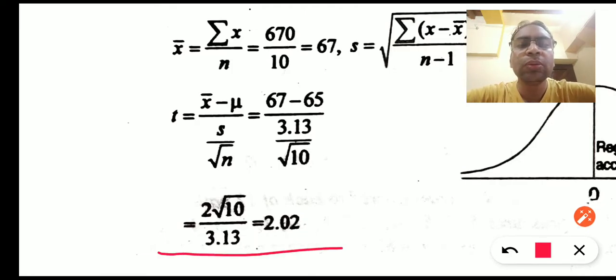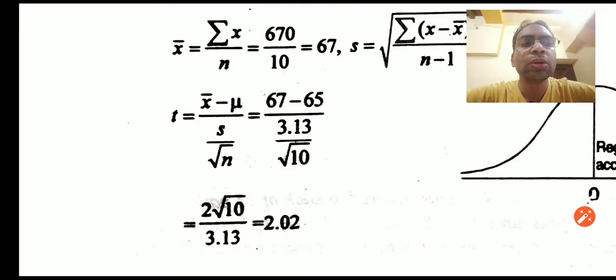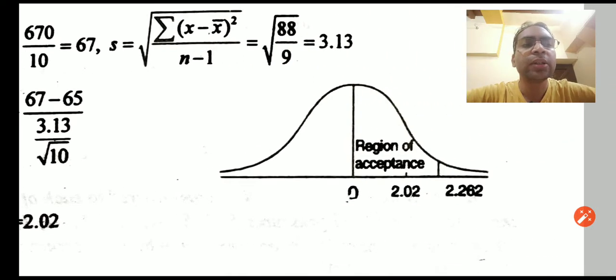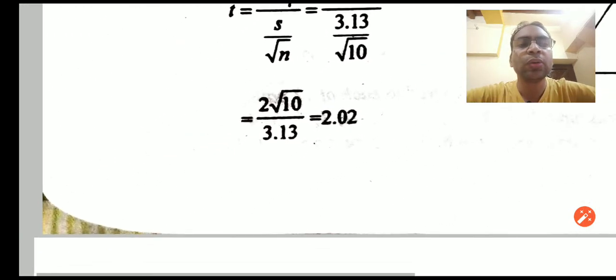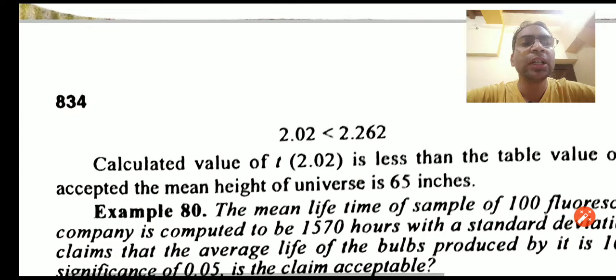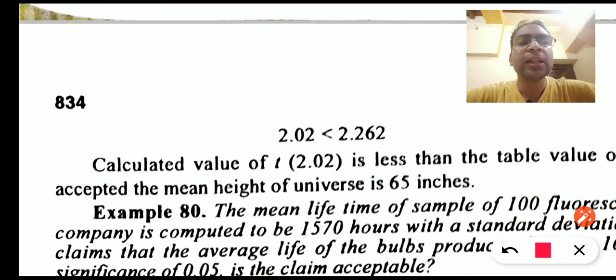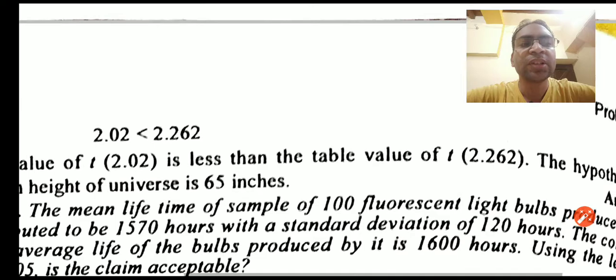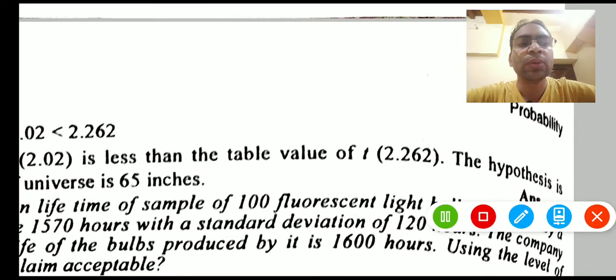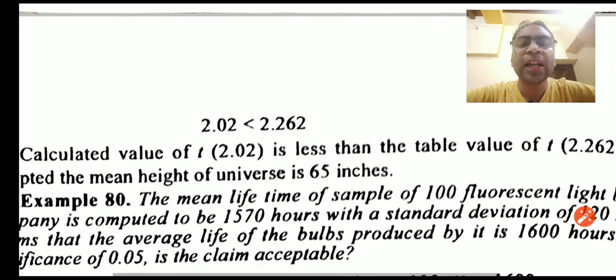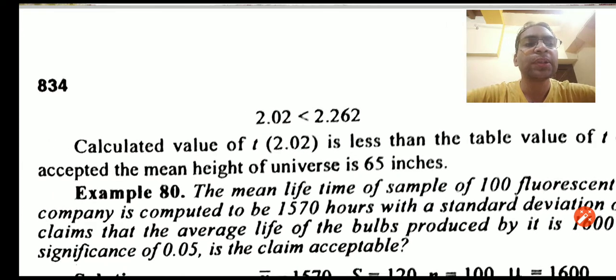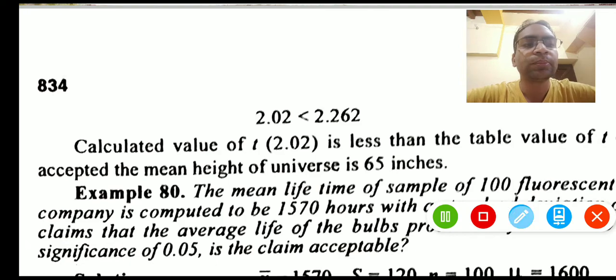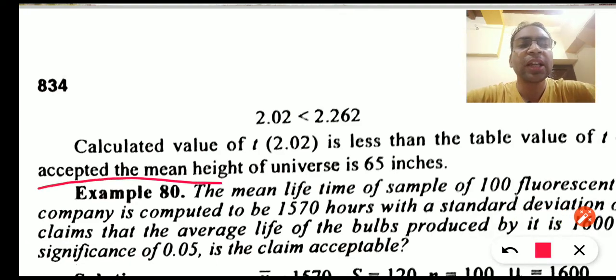So this t value comes to be 2.02. We can see the normal curve, the region of acceptance, right? So what is the conclusion? We can see that our calculated value is lesser than the standard value. So the hypothesis is accepted, that the mean of the height universe is 65 inches.